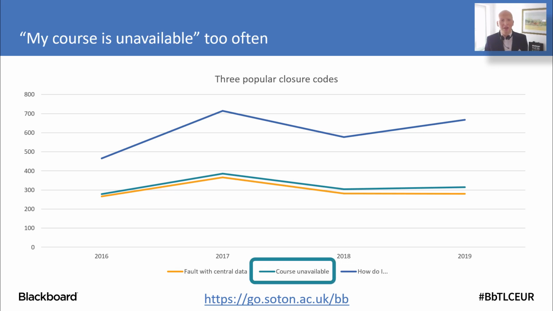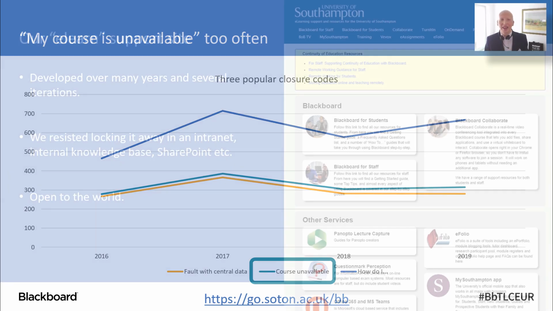You probably are familiar with my course is unavailable. It says unavailable. I thought it would be available automatically, but it's not available. What do I do? That's kind of still quite a common reason for people to be contacting us.